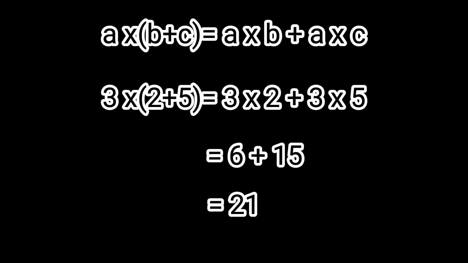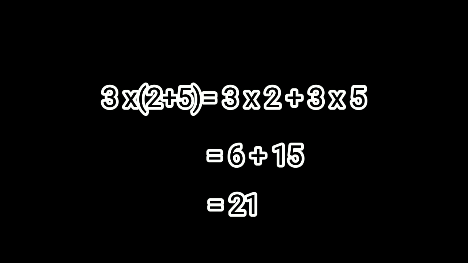So first we're going to multiply the two given. So 3 times 2 is equal to 6. Then 3 times 5 is equal to 15. So we add these two numbers, which is 6 and 15. So 6 plus 15 is equal to 21.